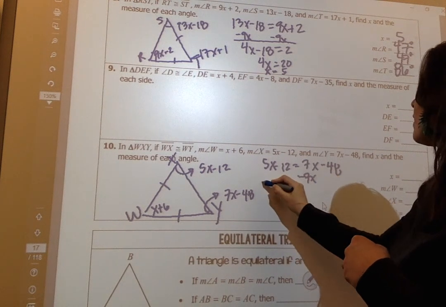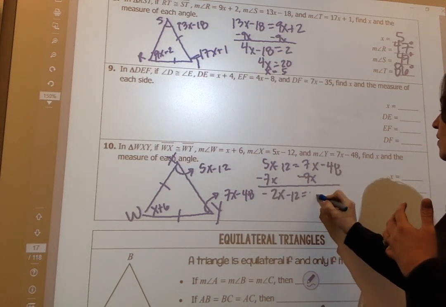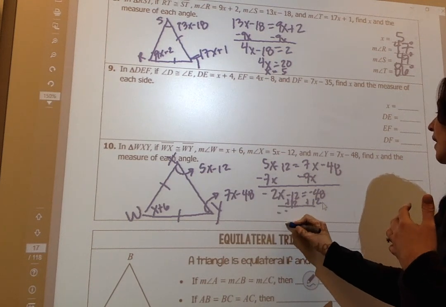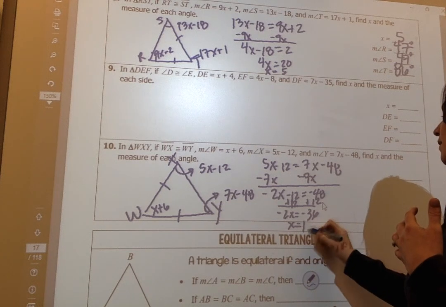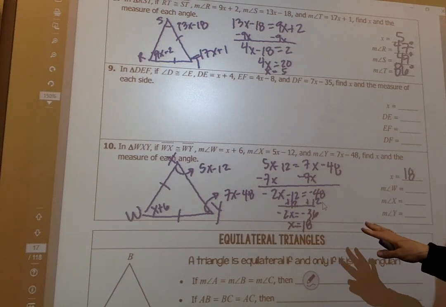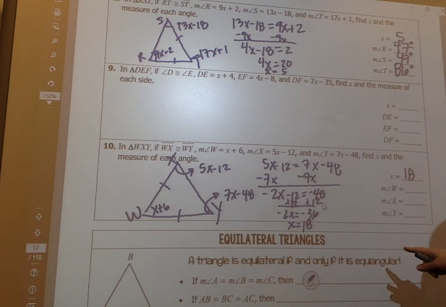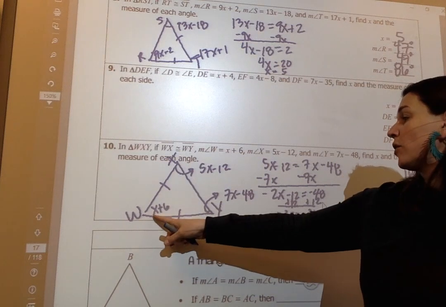I subtract 7x on both sides. And again, you don't need me for this. You guys can do this on your own. Add 12. Negative 2x equals negative 36. And when I divide, I get positive x equals 18. And then, of course, I go back and fill that in. x equals 18. And then when you go back and plug everything in, you can start here.